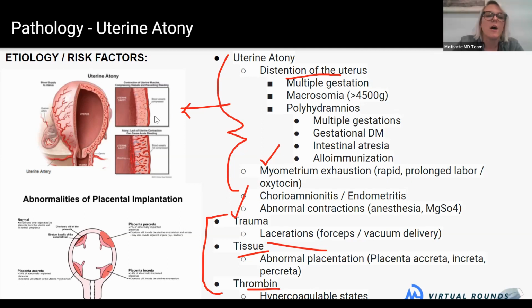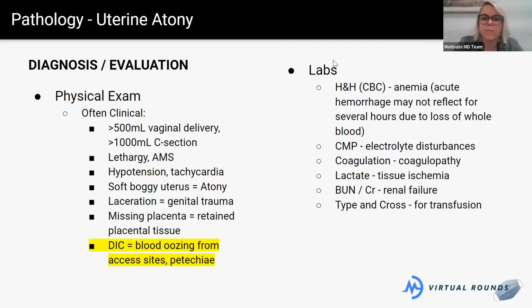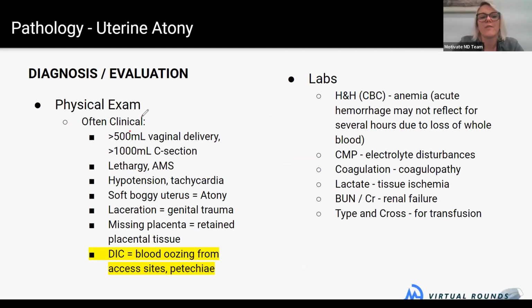And then the next slide here: how do we determine that we have a postpartum hemorrhage? Basically, it's greater than 500 milliliters on a vaginal delivery or 1,000 on a C-section. And what do we see when we see postpartum hemorrhage? We can see DIC, so that's highlighted here. This is the same slide that I used before. Other things, we can see a laceration, we can see missing tissue, we can see lethargy, altered mental status, we can see a soft boggy uterus, which is that atony that we talked about.